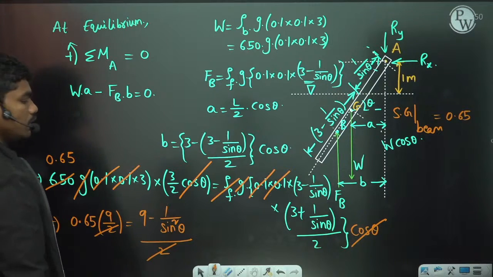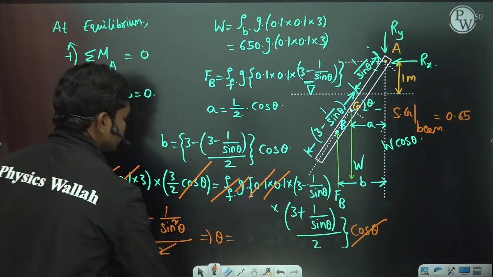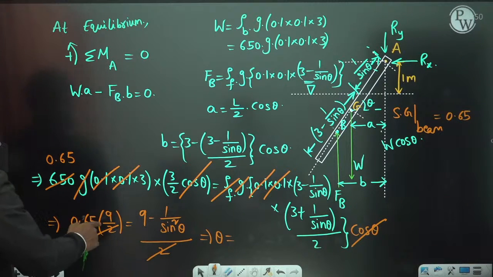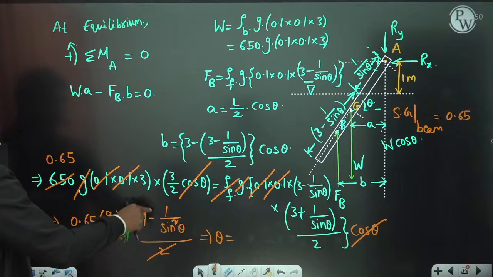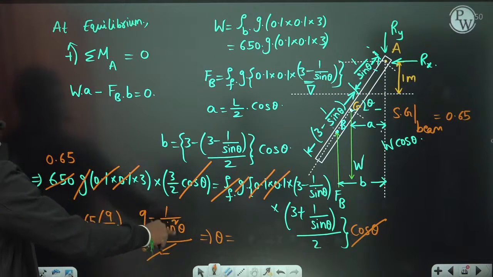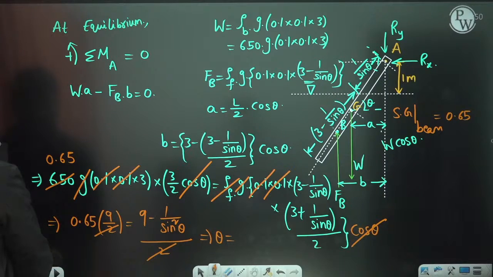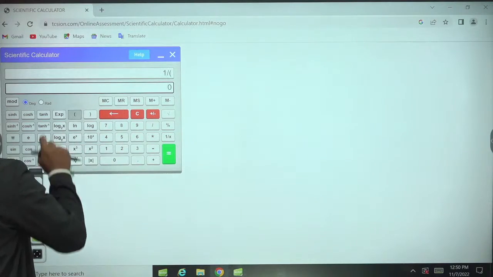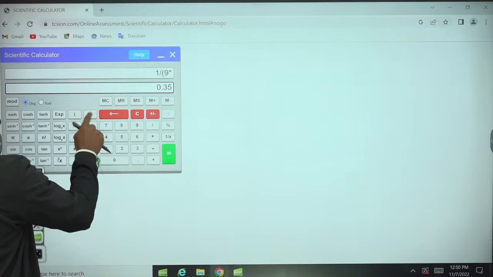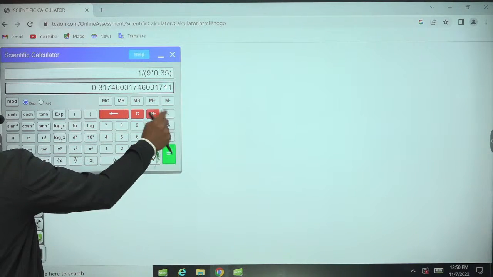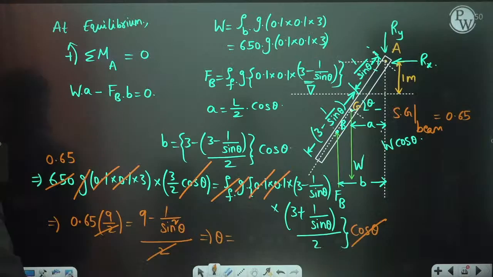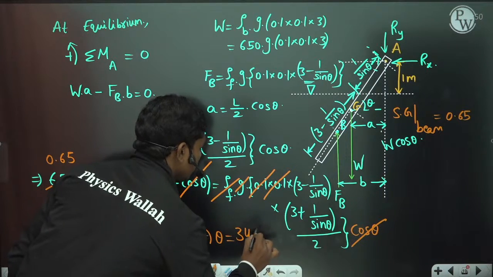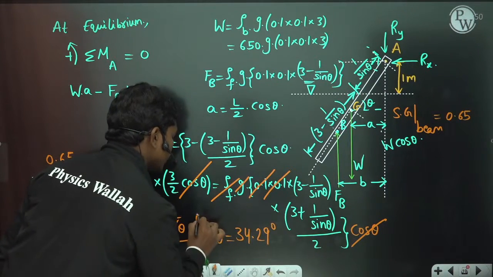So now let us simplify the value of theta from this equation. So from this equation, what is the value of theta? So 9 minus 9 into 0.65. So this is equal to 9 minus 1 by sine square theta is equal to 9 minus 9 times 0.65, means 0.35 times 9. So sine square theta value is 1 by 9 into 0.35. This is the value of sine square theta. So sine inverse, if you keep degrees, 34.3 degrees, 34.29 degrees is what you have in place of this theta, okay.